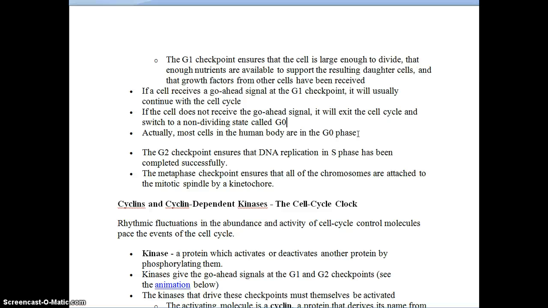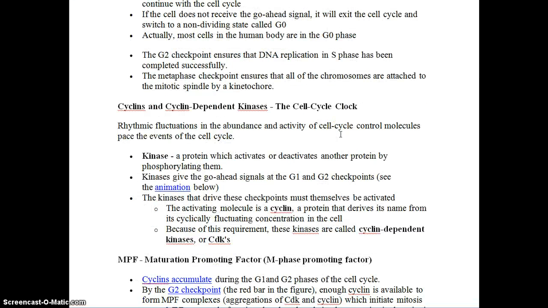G2, checkpoint growth 2, that's almost our spell check mechanism. Once DNA has been created and duplicated in the S phase, we want to make sure that DNA is good to go, and we're good to actually duplicate and pass on that DNA to the new cell. So how does this process work?